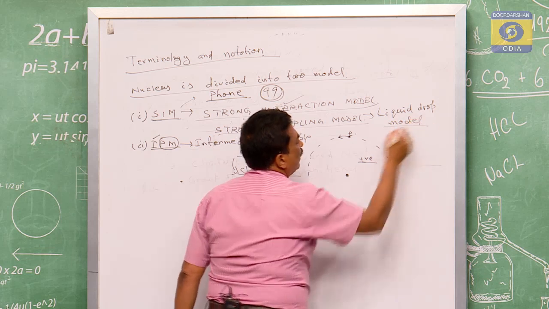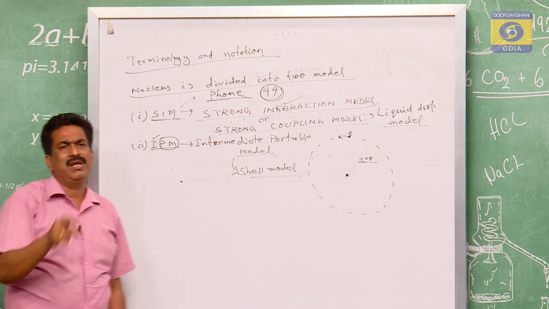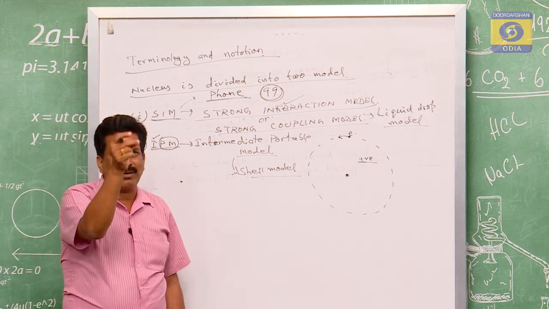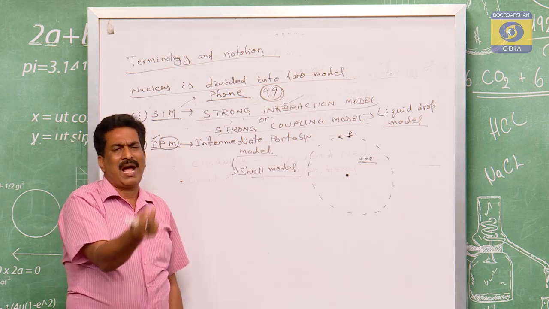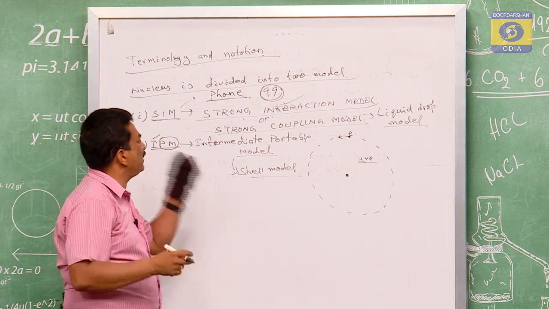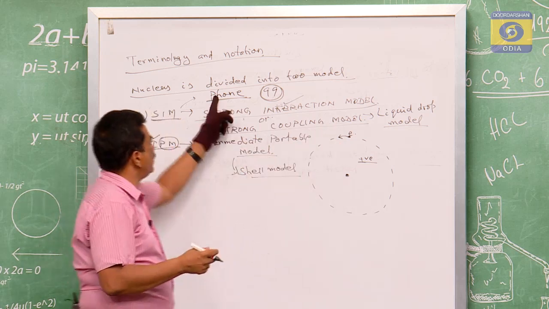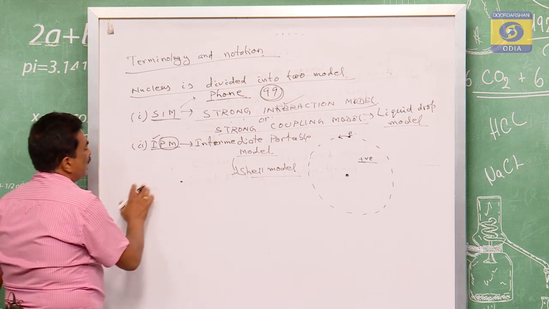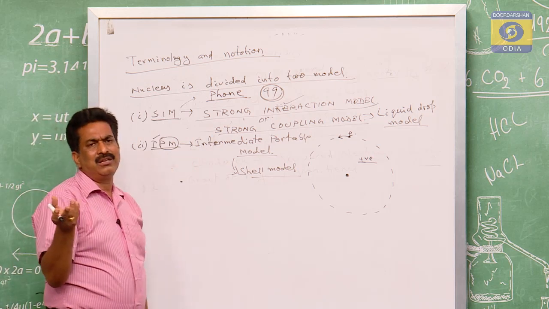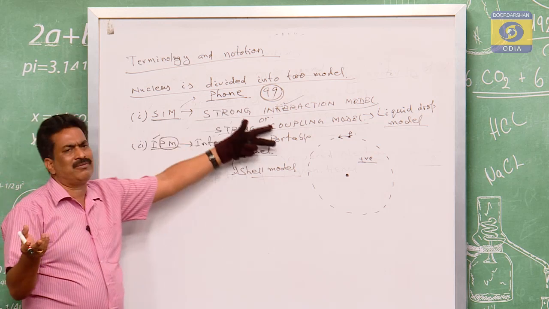Liquid drop model. If we put the water in a downward position, you will find that after some time the droplets of water come out, and those droplets that come out are the strong coupling model's example. So, these are the two models given by different scientists, whose names, as I said, are Mayer, Haxel and Jensen, etc. They showed these types of models.